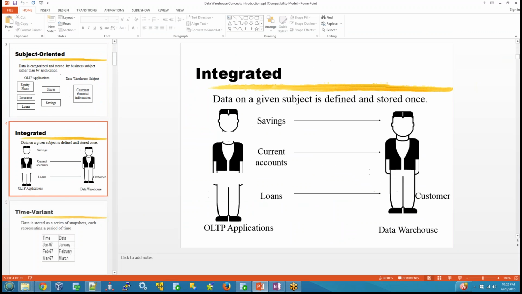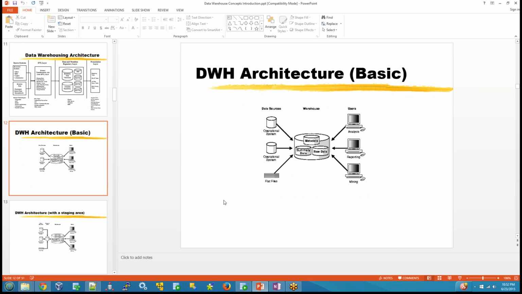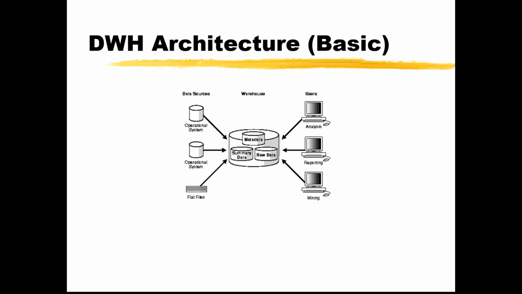I'll show you a diagram. Okay, let's see. Everybody is able to see it here? So the data warehousing architecture, here I declared it as basic. Why I'm saying basic, I'll tell you. This is called the different sources: the operational system, operating system and flat file. These are the data sources. From these sources I'm extracting and storing into this warehouse, where all my extracted data is stored. And then finally, from this warehouse, I'm generating a report.